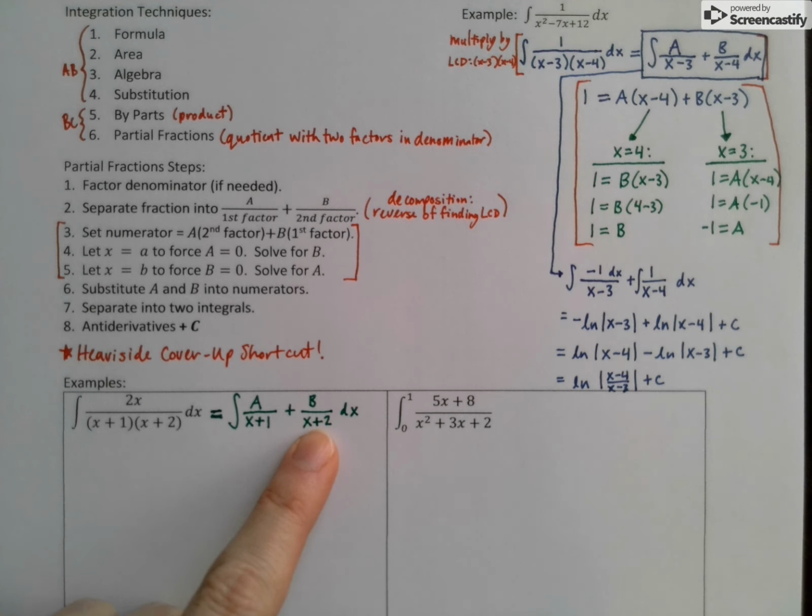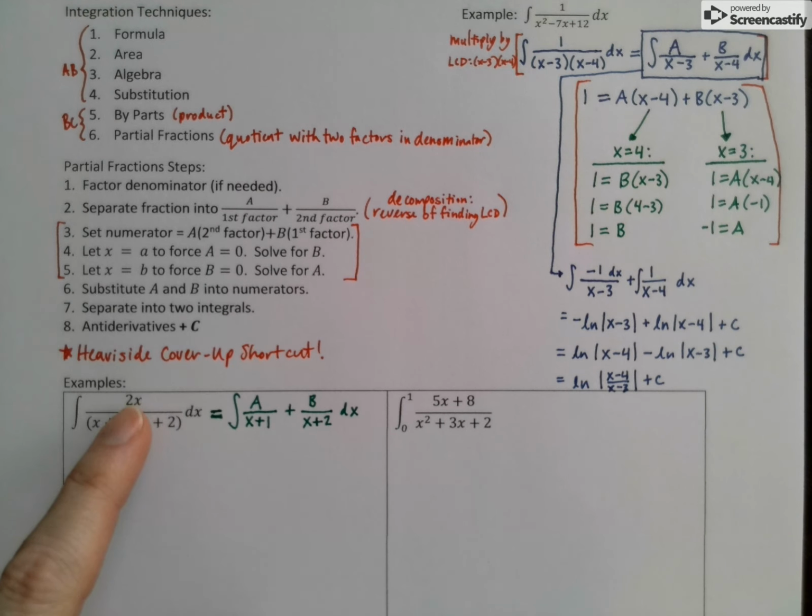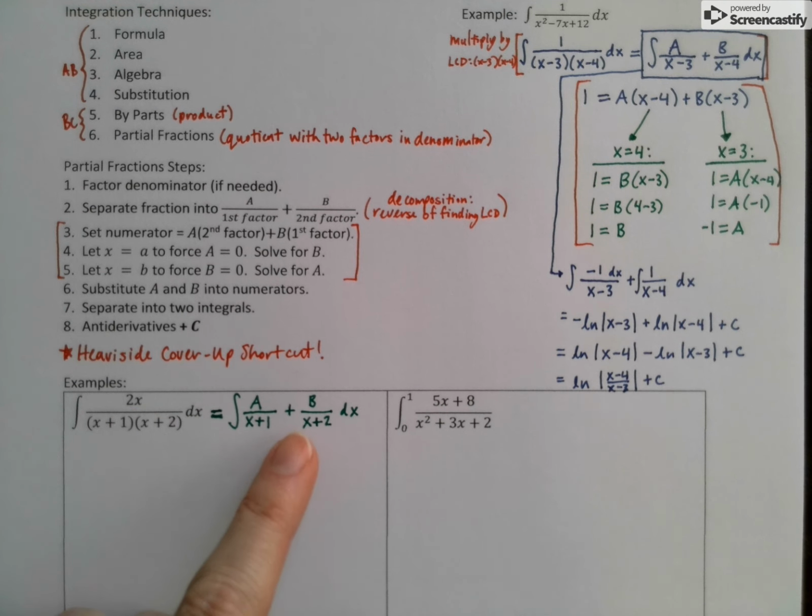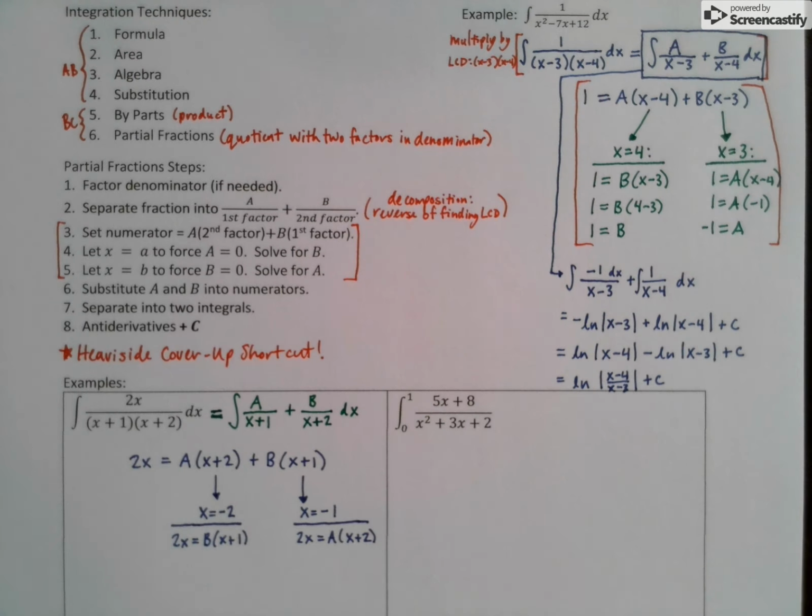We're going to write our equation, which takes the numerator, and this time it's not just 1, it's 2x, equal to a times the other denominator plus b times that denominator. So let's set that up. To make a disappear from this equation, we'd let x equal negative 2. That would leave us with 2x equals b times x plus 1. And the reverse would happen: b would disappear if we let x equal negative 1, leaving 2x equals a times x plus 2. Go ahead and try to solve this.